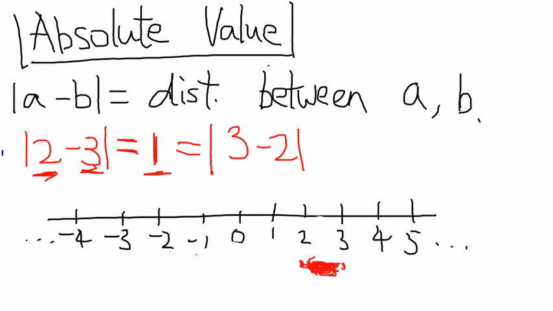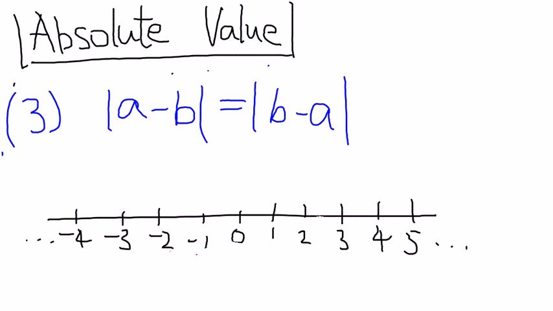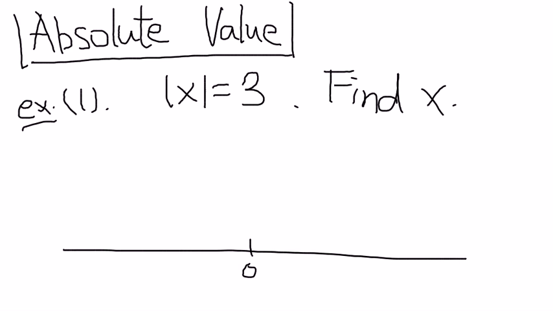From this simple example, I hope you can generalize to the following fact: the absolute value of a minus b must be the same as the absolute value of b minus a for any real numbers a and b. For the last part of the video we can do some examples. Let's look at this one: the absolute value of x is 3. You are required to find x.